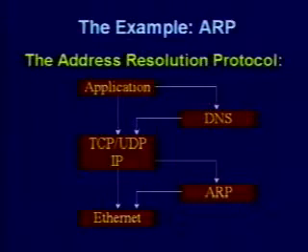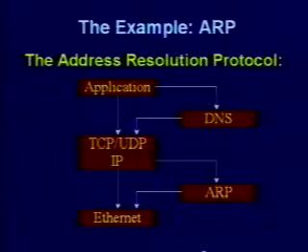Similarly, when IP wants to communicate over an Ethernet local area network, IP addresses make no sense. One has to use Ethernet addresses. So there's a protocol to the side called the address resolution protocol that's used to map IP addresses to Ethernet addresses.